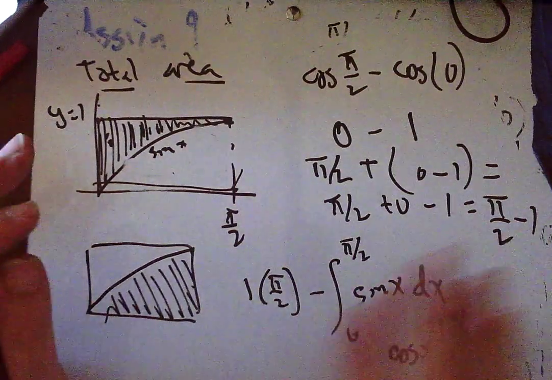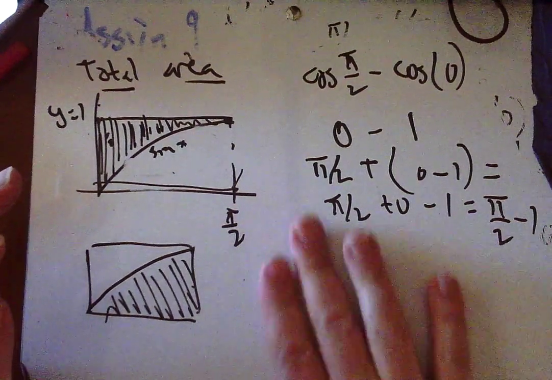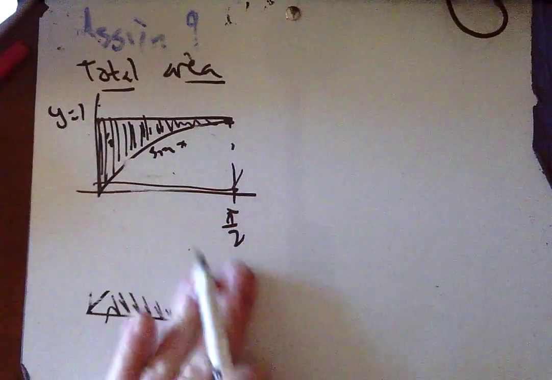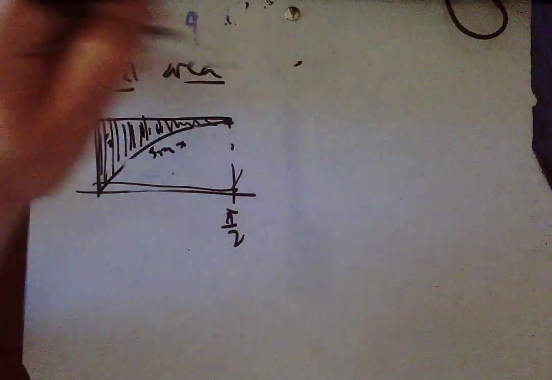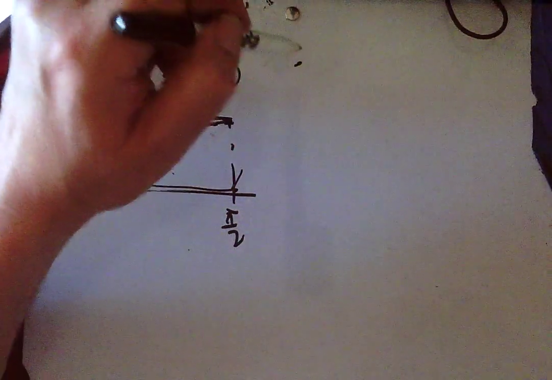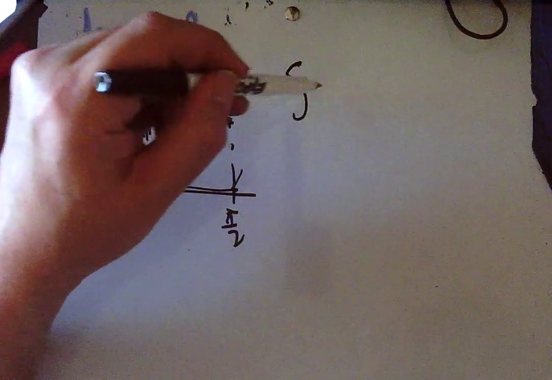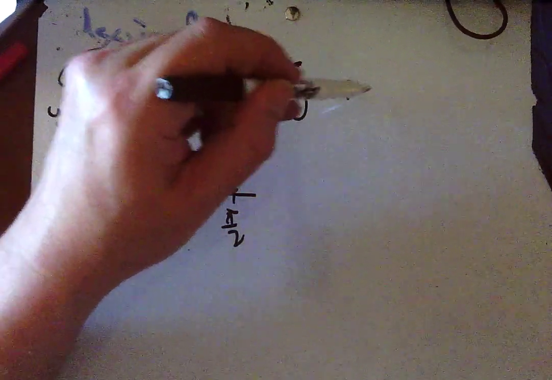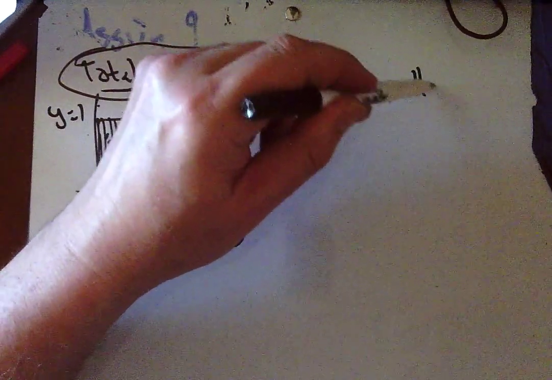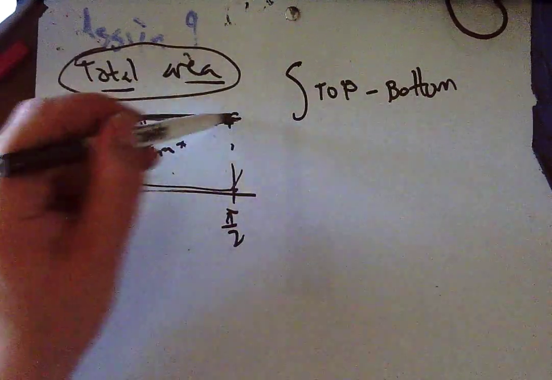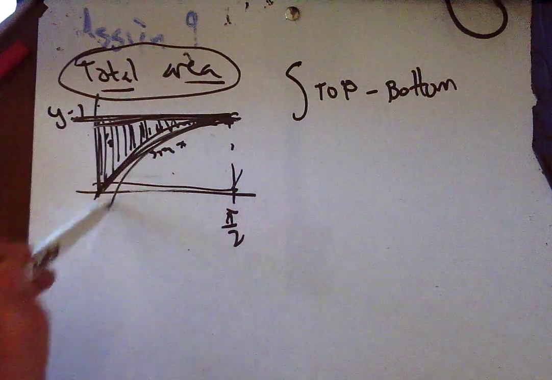All right, but that, like I said, isn't generally the way I do the problem. I think you're going to get a lot more traction if you think about this in terms, when you see total area, almost always the more efficient way to do this is to think about the integral of top minus bottom. Now, what am I talking about? Well, this is the function on top, and this is the function on the bottom.